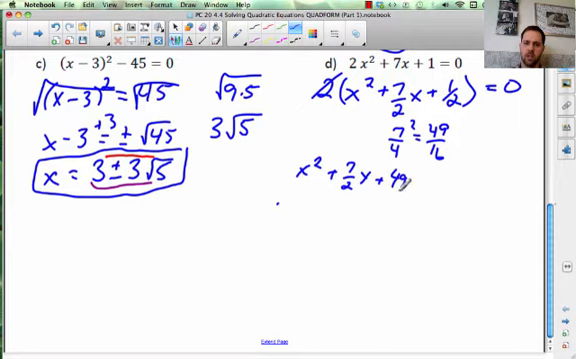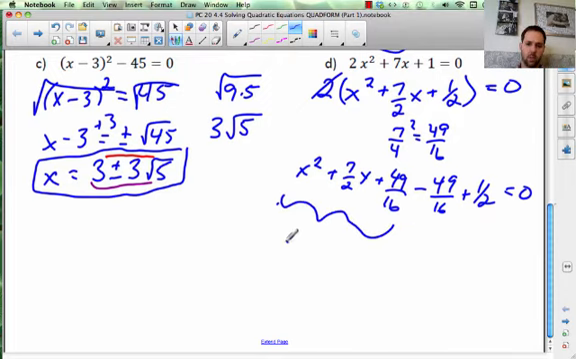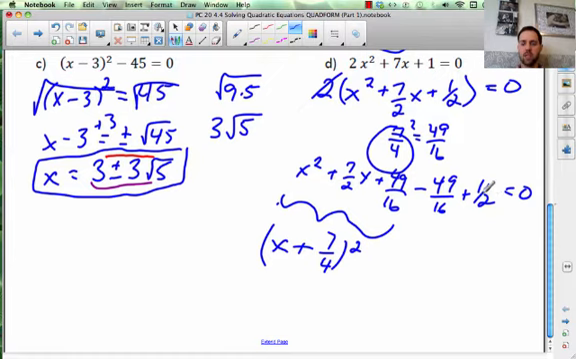plus 49 over 16 minus 49 over 16 plus a half equals 0. This we turn into a binomial, which will be x plus this one, 7 over 4, all squared. And then negative 49 over 16 plus 1/2. 1/2 is 8 over 16. So negative 49 plus 8 is negative 41 over 16 equals 0.